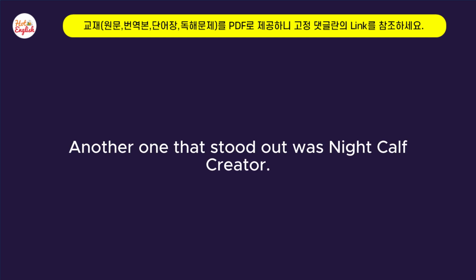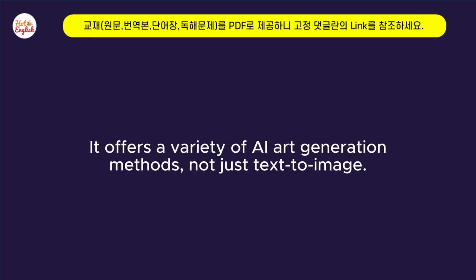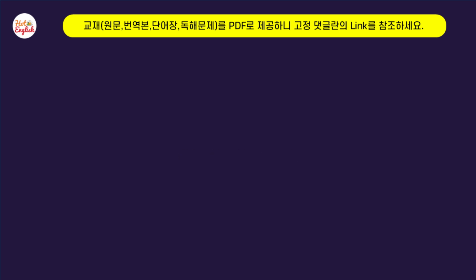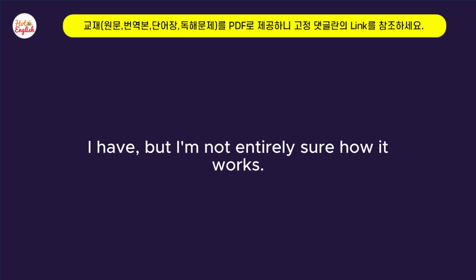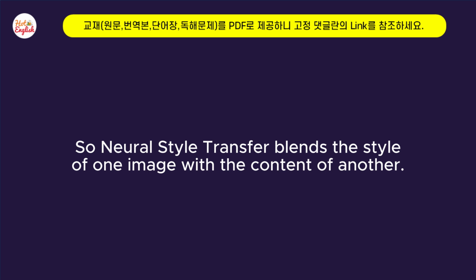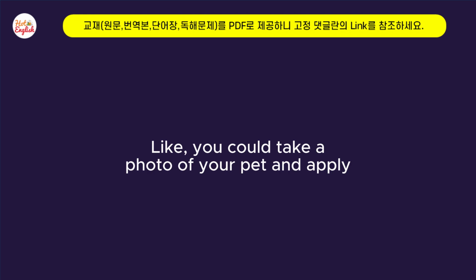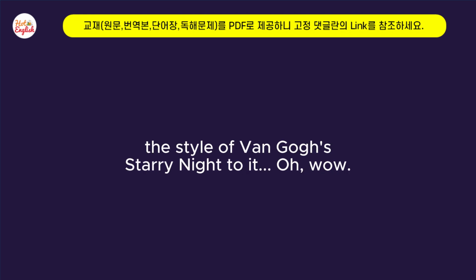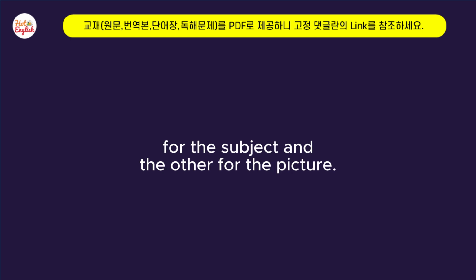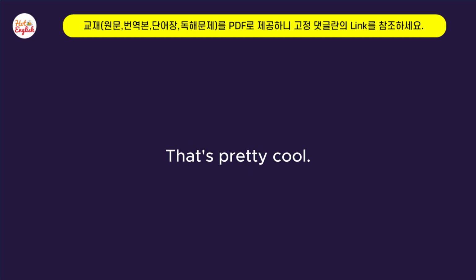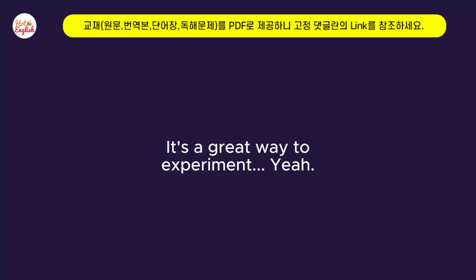What other generators caught their eye? Another one that stood out was Nightcap Creator. This one's unique. It offers a variety of AI art generation methods, not just text-to-image. Oh, that's cool. One of the methods it offers is neural style transfer. Have you heard of that? I have, but I'm not entirely sure how it works. So neural style transfer blends the style of one image with the content of another. Like you could take a photo of your pet and apply the style of Van Gogh's Starry Night to it to create this unique piece of art. So you're basically merging two images, using one for the subject and the other for the artistic style. Precisely. Yeah, the results can be amazing. It's a great way to experiment with different artistic styles.